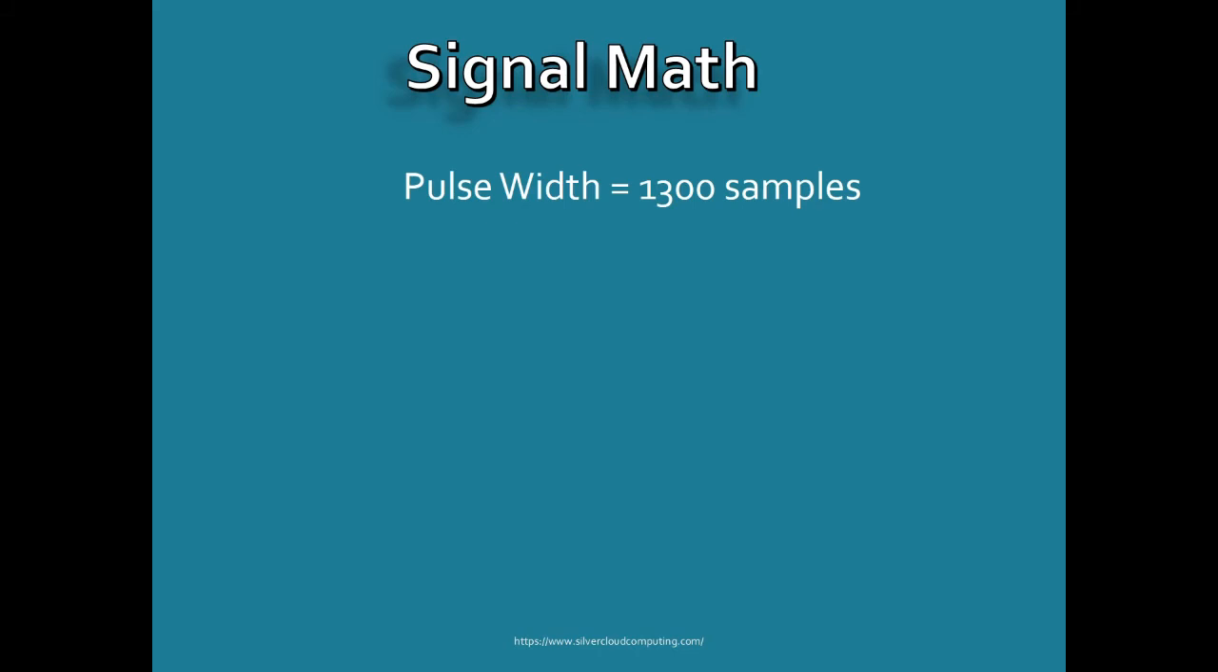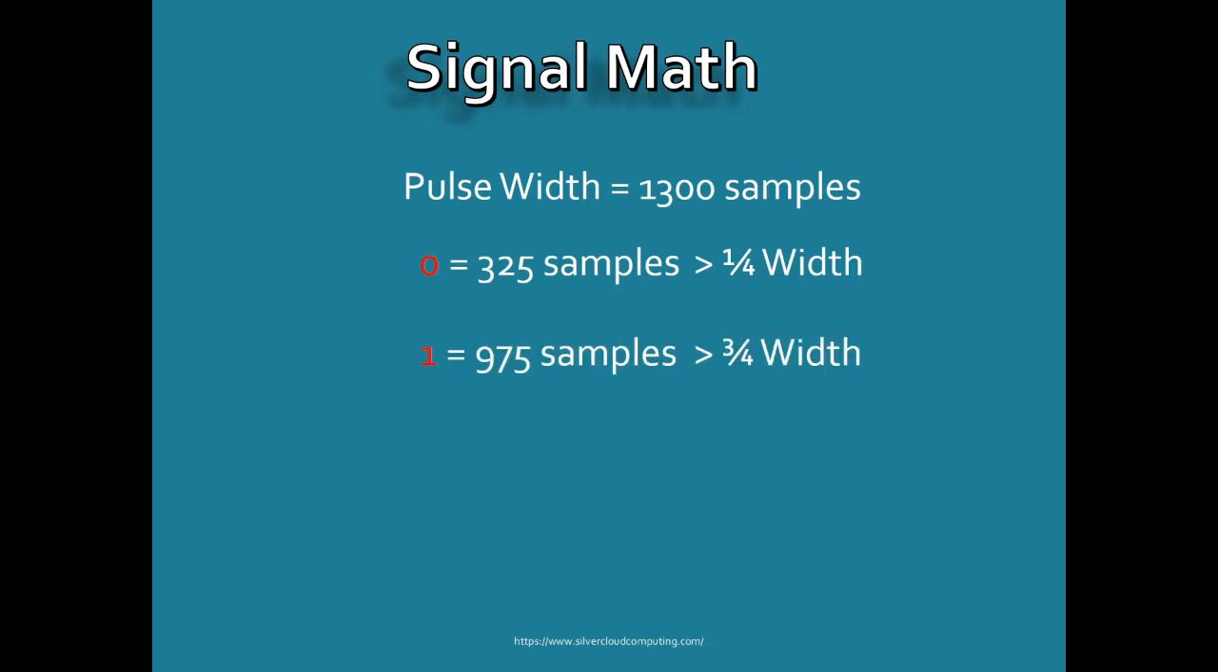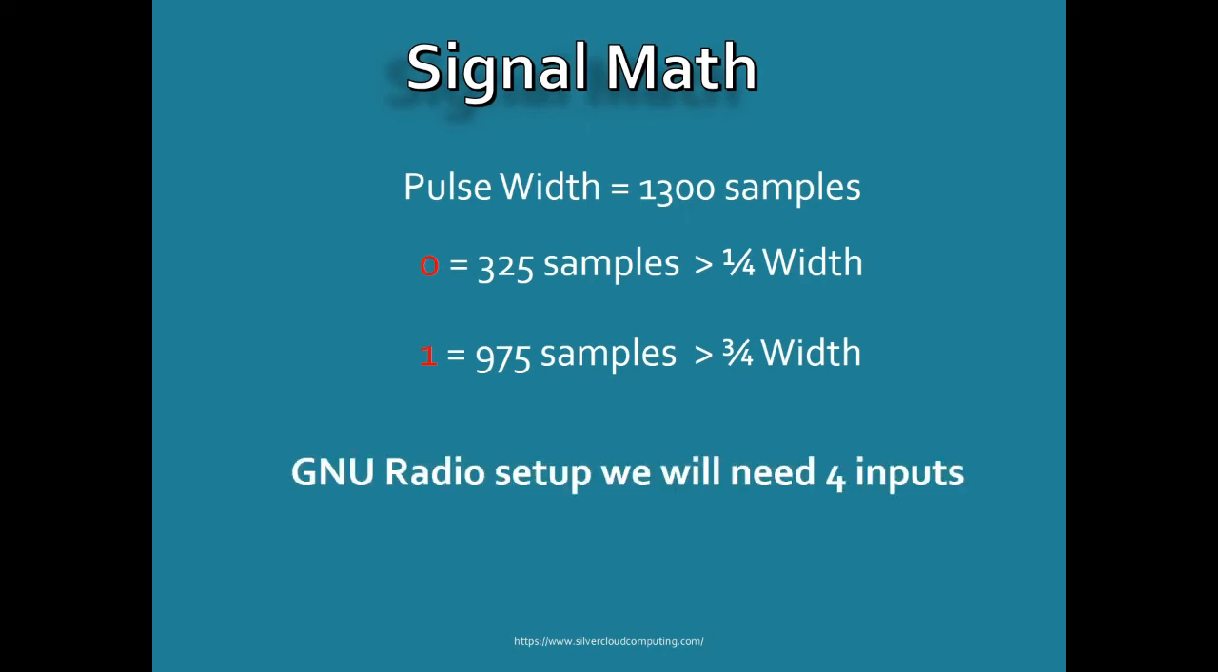So if we say our pulse width is, like I said, 1,300 samples, and our 0 is 325 samples, well, that's actually 1/4 of a pulse width. And if we look at our 1, it is 975 samples, that's 3/4 of a pulse width. So what this tells me is when I set up my GNU Radio companion to actually synthesize the signal, I'm going to need 4 inputs to actually recreate this signal through the computer.